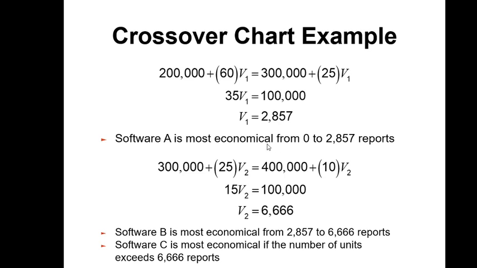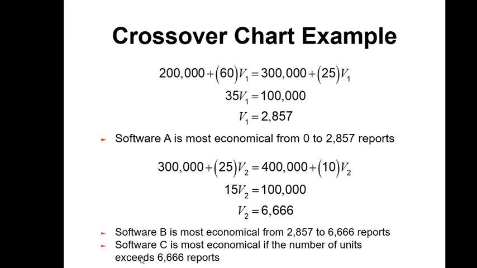As we said a while ago, from 0 reports or units up to 2,857 reports or units, the best software will be A. But if you are going to produce more than 2,857 up to 6,666 reports or units, then you have to use B. B will be the most economical one.